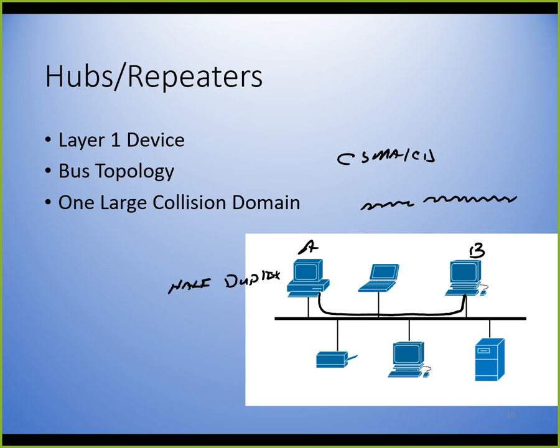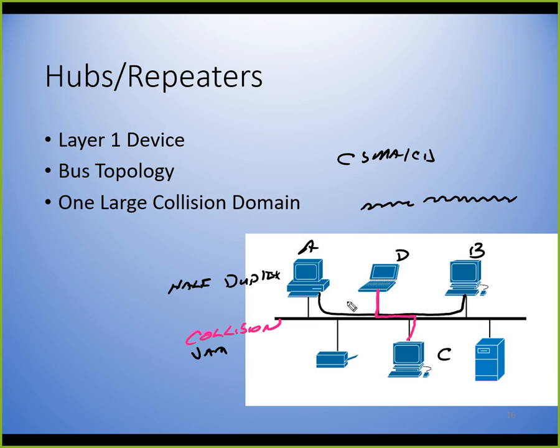But let's say that C and D here were getting ready to have a conversation too, and they were listening. At the same time, C sent information to D. Then we're going to have a collision. And when we have the collision, we're going to get a jam signal.